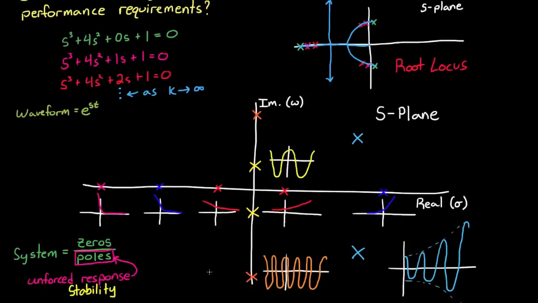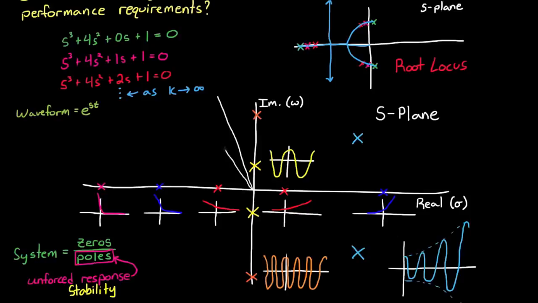And that's why when we're talking about stability of a system, we're really only looking at the poles in the transfer function. So knowing the location of the poles in the S-plane not only helps you determine stability of the system, but also whether the response will be oscillatory and at what frequency, or exponential, and at what rate.